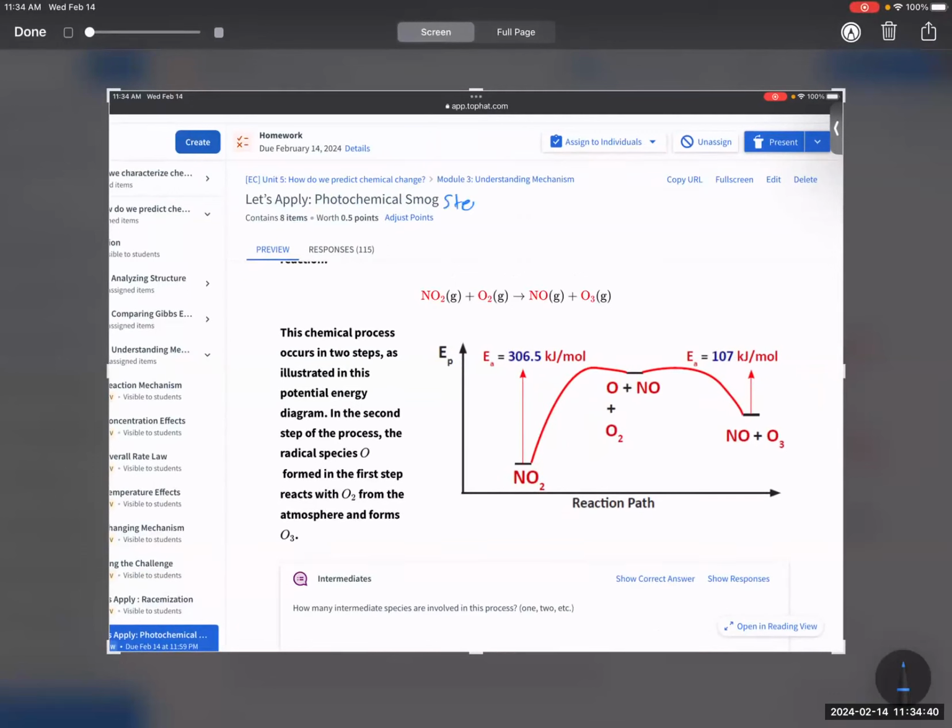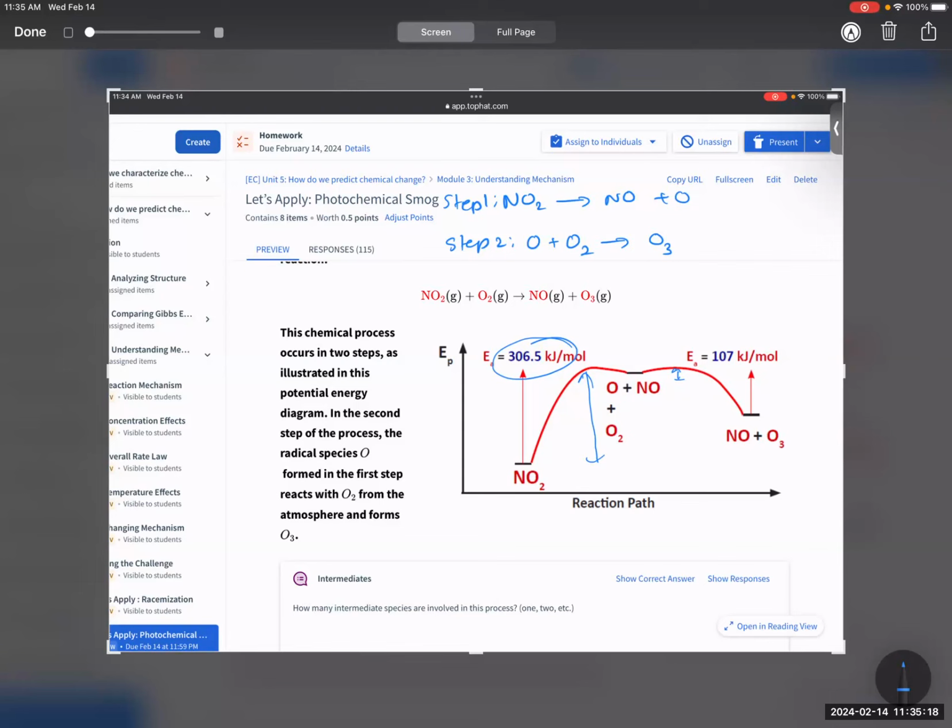So step 1, NO2 splitting into NO plus O, and then step 2, that O, that intermediate, reacting with O2 to produce O3. We know the first step is the rate limiting step. We have a high activation energy barrier for that compared to the second step, so it's the slower step. Based on that, the entire rate of the reaction will be determined by the first step.